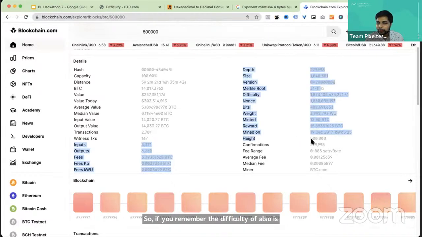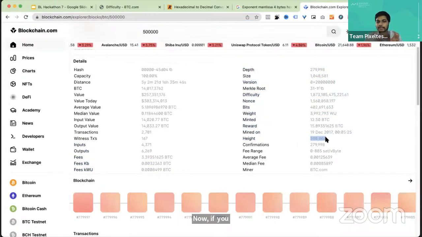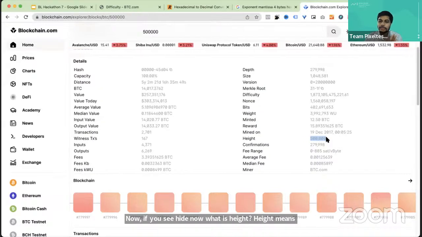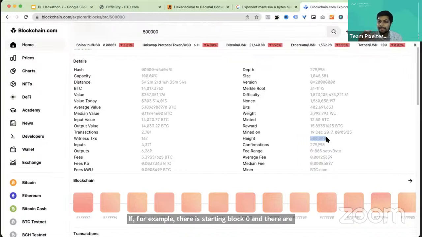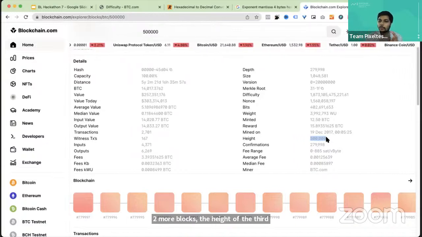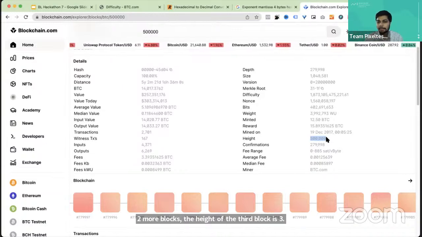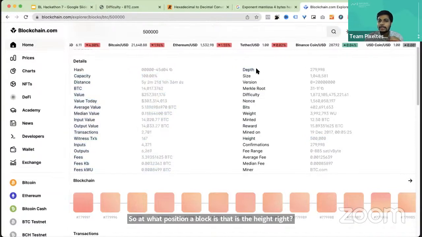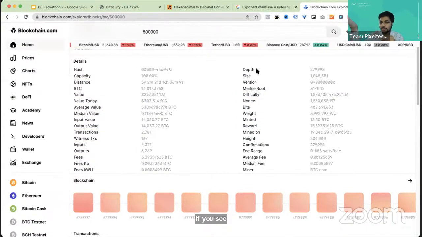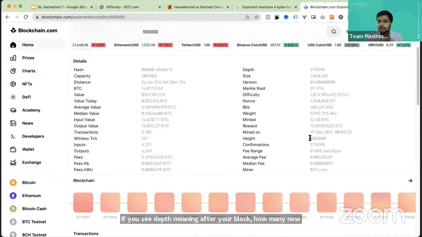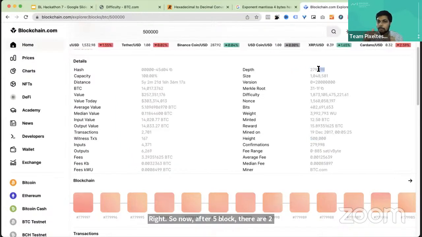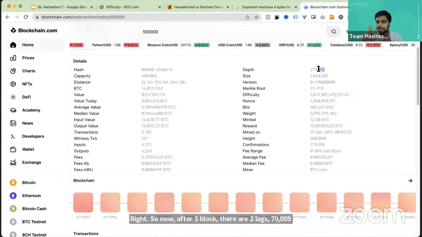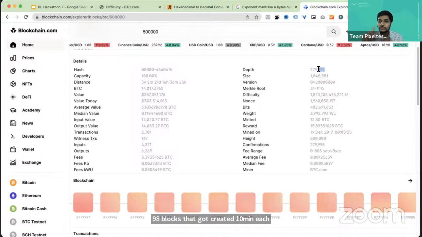Now, what is height? Height means, for example, there is a starting block 0 and there are 2 more blocks, so the height of the third block is 3. So at what position a block is, that is the height. Now depth means after your block, how many new blocks have been created. After the 5 lakh block, 2,79,998 blocks got created, roughly 10 minutes each block. So those many blocks got created.